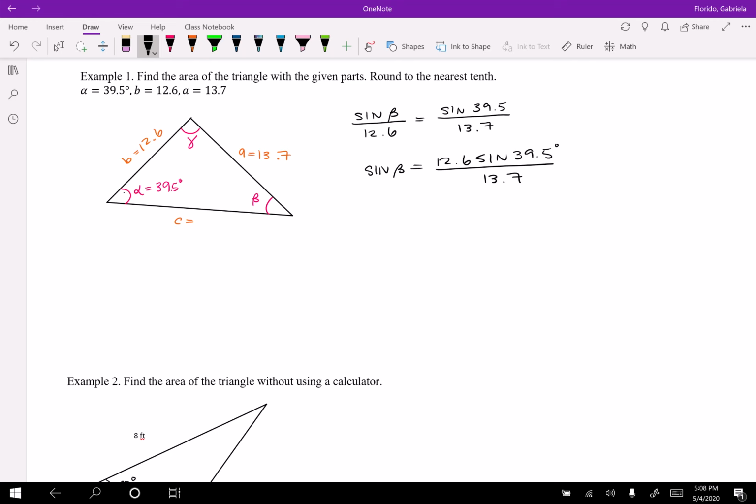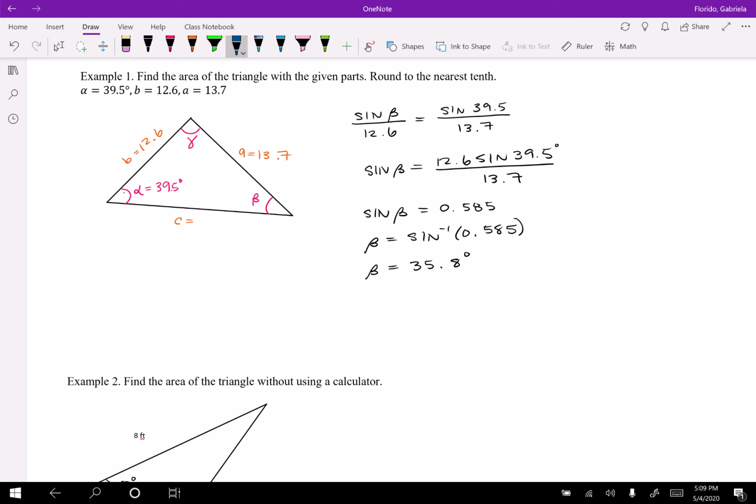Again, I multiplied both sides by 12.6. So if I plug this into my little calculator, I get that sine of beta is 0.585. And when I take the inverse to find beta, I get that beta is equal to 35.8 degrees. And so now we can use the property that all the angles inside a triangle sum up to 180.